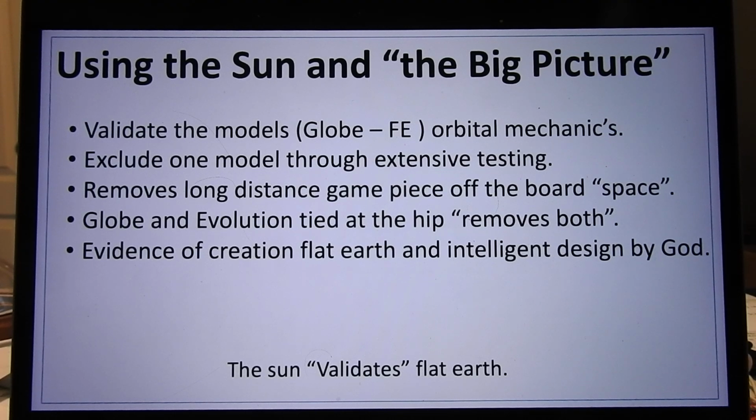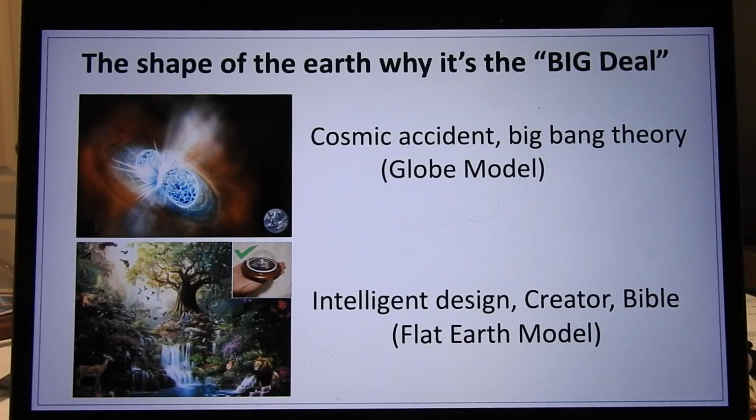We can also remove the long distance gain piece off the board, meaning space, if it's the globe model that fails. The globe and evolution are tied together at the hip. In other words, there's a sequence for the heliocentric model which is reversed from the biblical geocentric flat earth model. Evidence of a creation, flat earth, and intelligent design by God. So let's talk a little bit more about that.